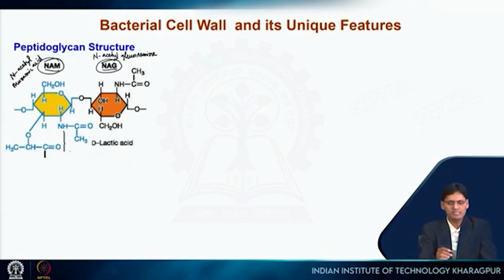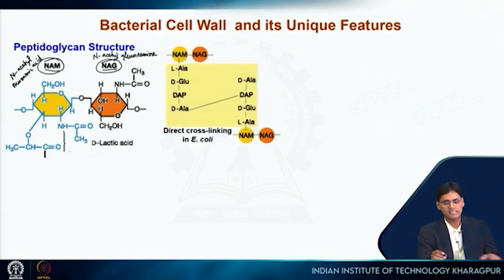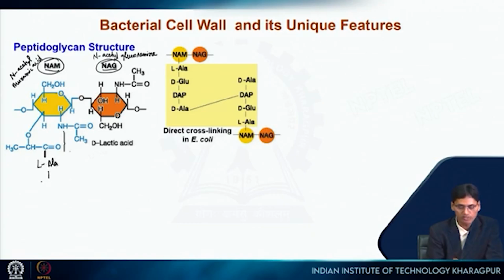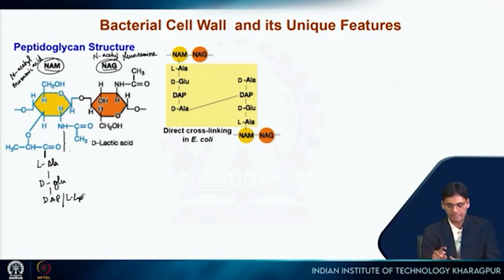Now this NAM, the N-acetyl muramic acid, is attached to amino acids here: alanine, followed by glutamic acid, followed by diaminopimelic acid, or sometimes it can be L-lysine, depending on the type of bacteria. Another amino acid is D-alanine, as you can see in this figure. So this is in E. coli.